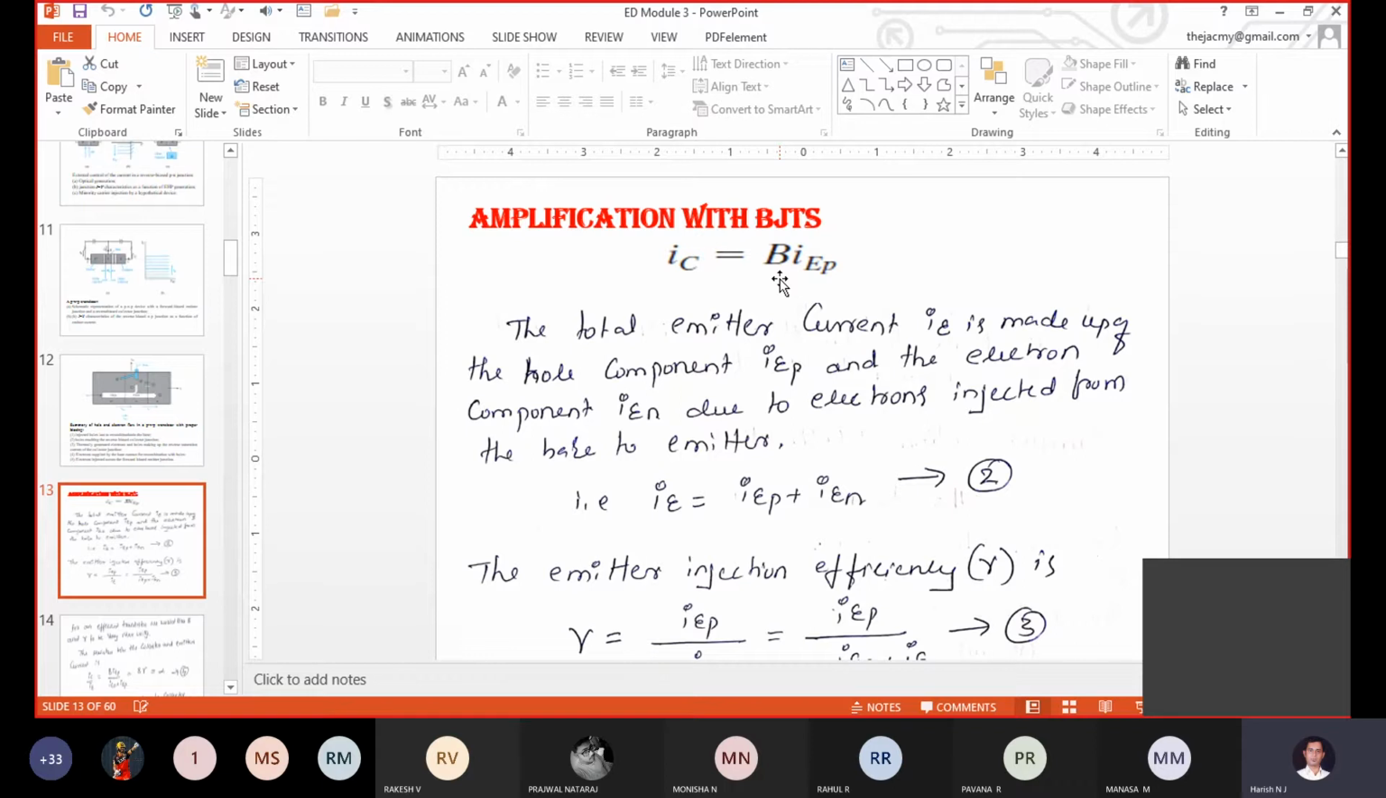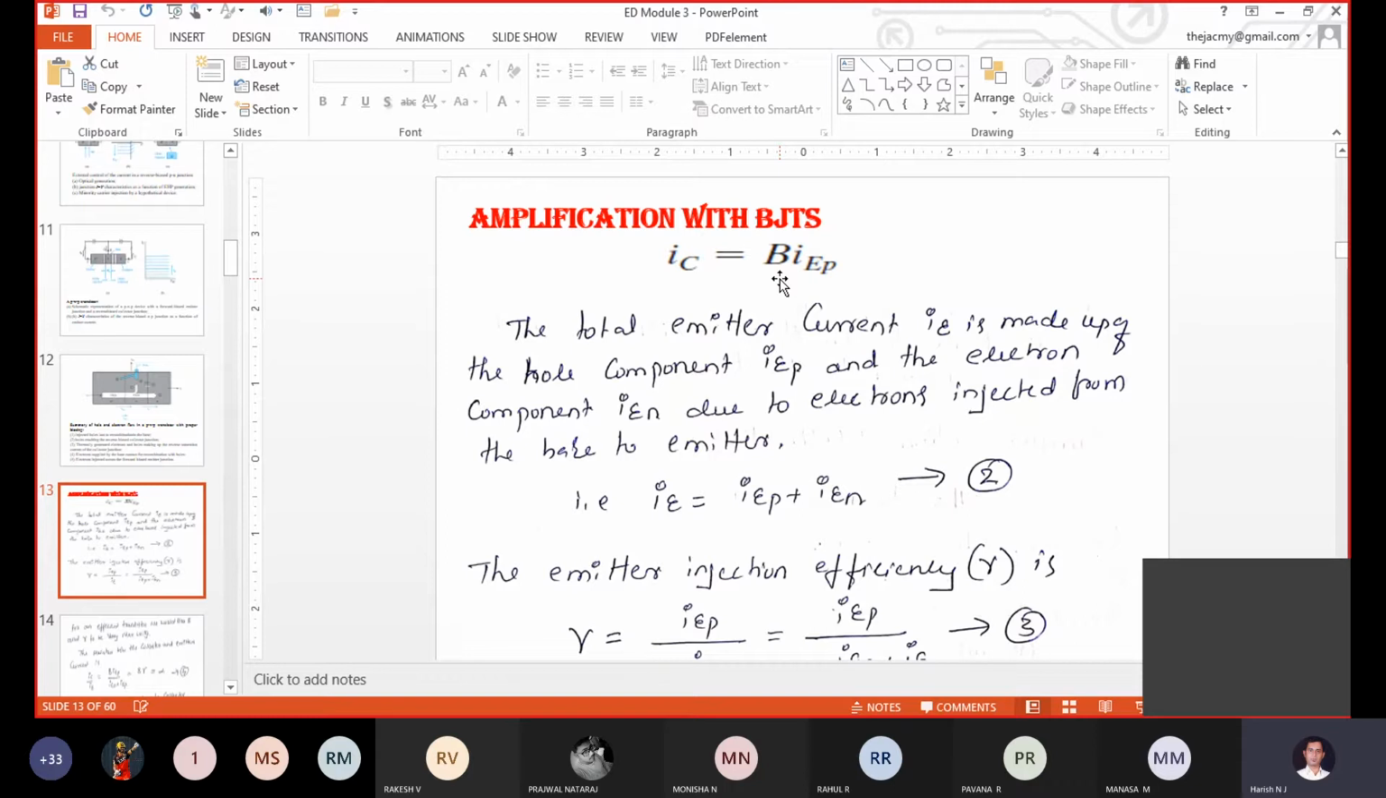In the base substrate, there is a chance of recombination. How many holes are not involved in the recombination and finally reach the collector terminal? That concentration we represent with B.